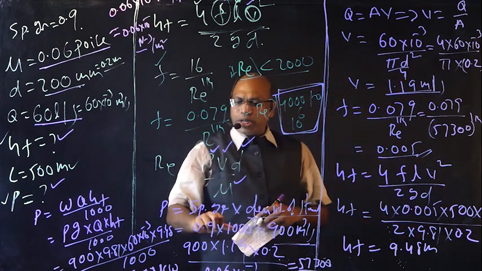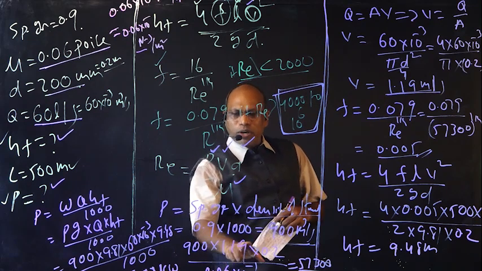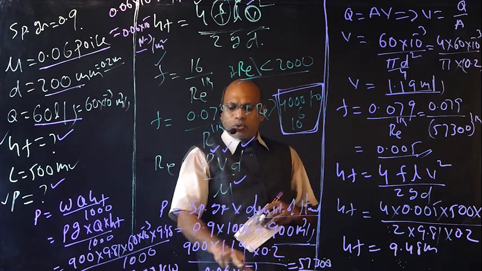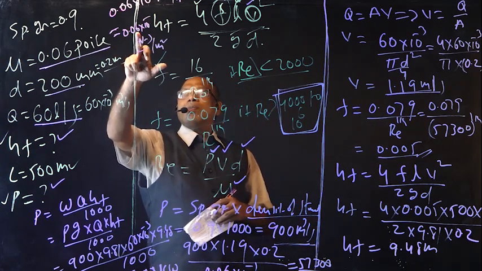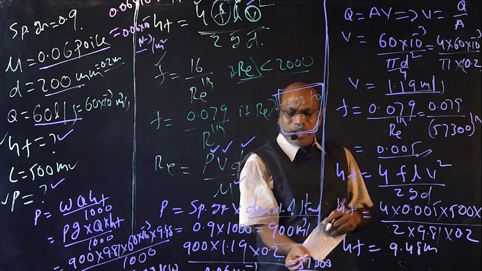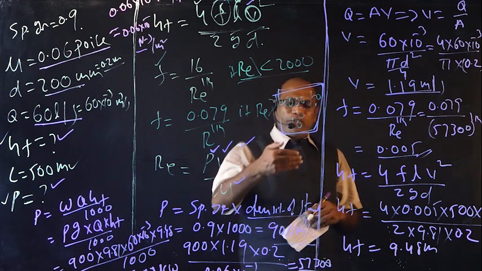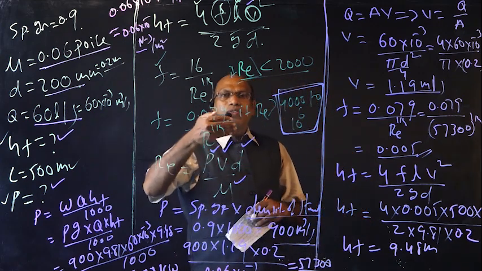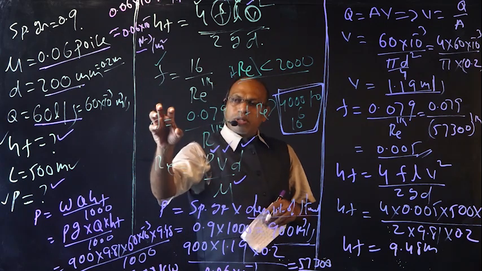This velocity is substituted in the equation. Rho is equal to 900, velocity is equal to 1.19, diameter given 0.2 meters, divided by viscosity, which is also given, that is 0.06 into 10 power minus 1. Finally, we have the Reynolds number is equal to 57300. Right, the Reynolds number is in between 4000 to 10 power 6. Therefore, the coefficient of friction is determined by using this formula.